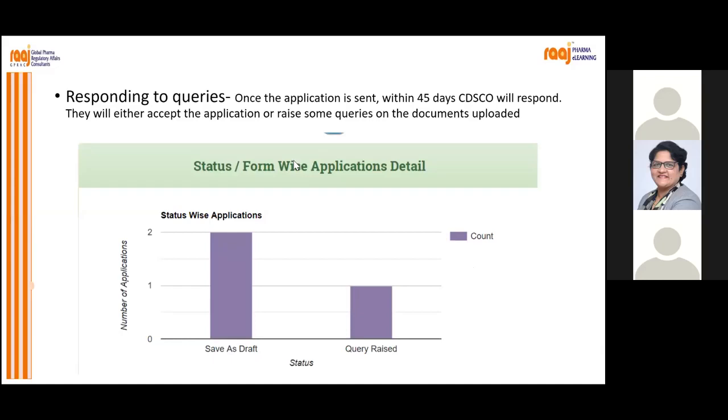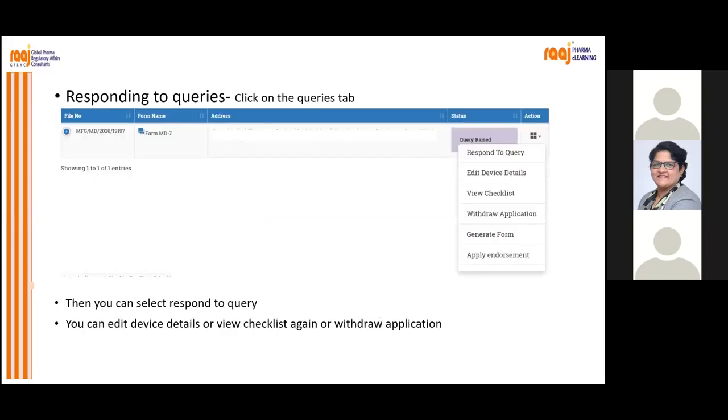Okay. Now, once the application has been submitted, normally CDSO, in their rules, have said that within 45 days they will respond with a query, or with the acceptance or rejection of the application, whatever it is. You will get a notification on your registered email address that a query has been raised. But it will be wise to go and check yourself every week whether some query has come or not. On the main screen, you can see the query has been raised. If you click on this particular option, you can see this.